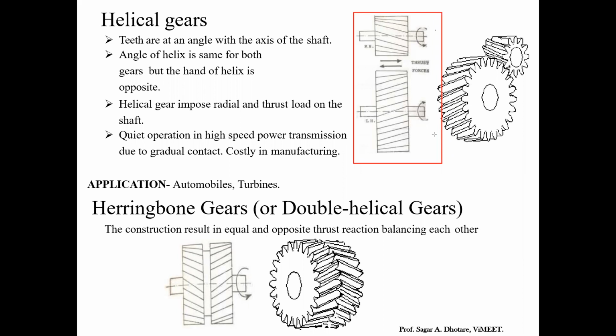You can see in the picture itself, the hand means the angle at which the teeth are cut. If we look at the pinion, there is a right hand tooth cutting, but in the gear it is left hand. So one thing you must understand: while meshing two helical gears, one should be cut left hand and the second one cut right hand. So opposite helices will meet each other. If you take both right, they will not match.